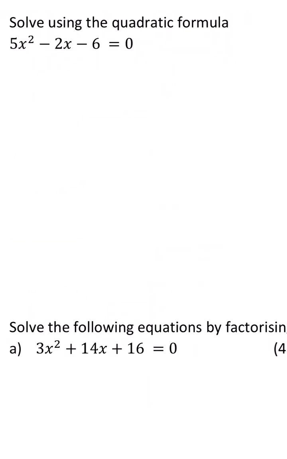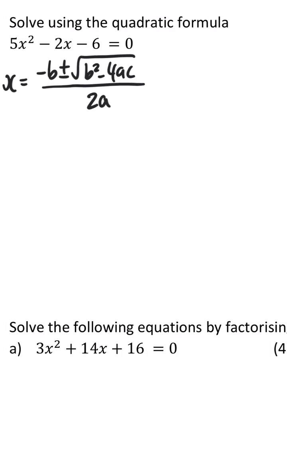Okay, on to the next question. We're using the quadratic formula to solve this quadratic equation. So we've now got an equation because it's equal to 0, it's got an equal sign in it, so it's no longer just an expression, and we are going to solve it and get an answer for x. So step 1, we write the quadratic formula. x is equal to negative b plus or minus the square root of b squared minus 4ac all over 2a.